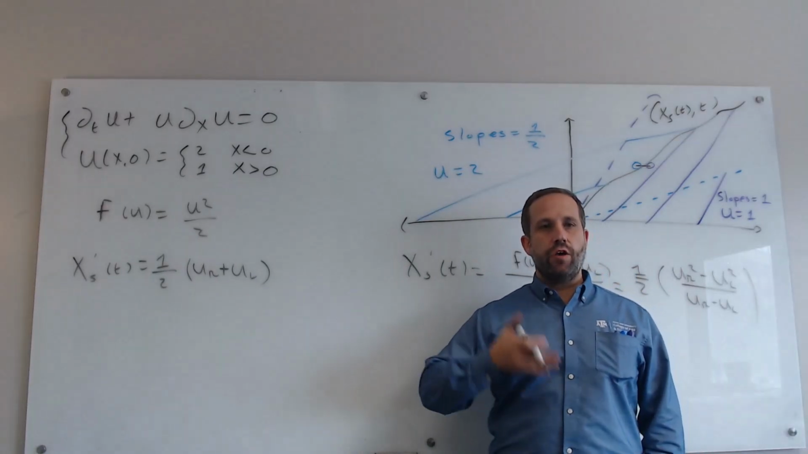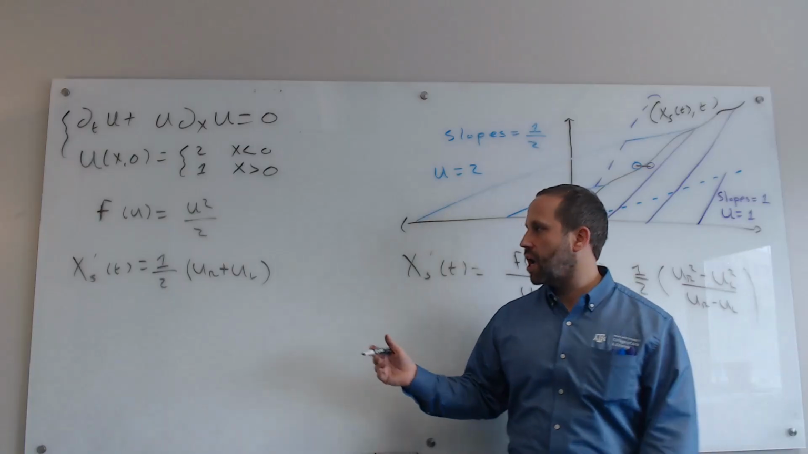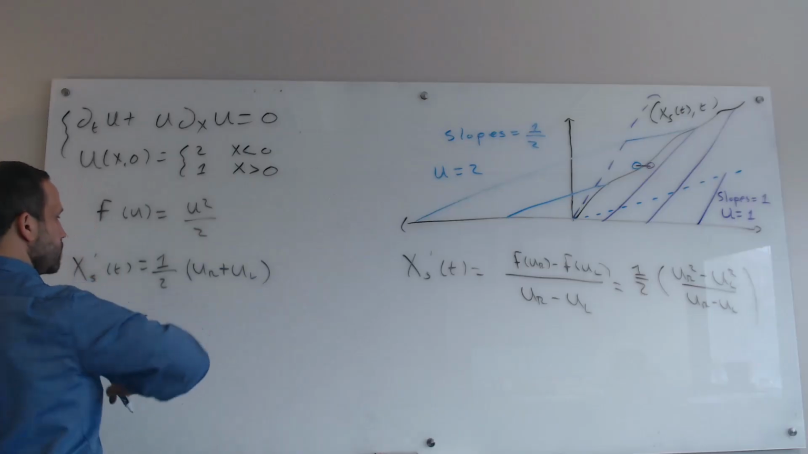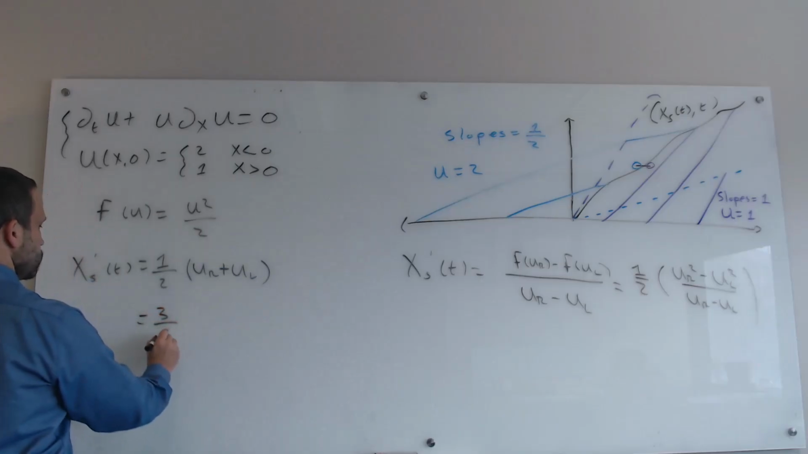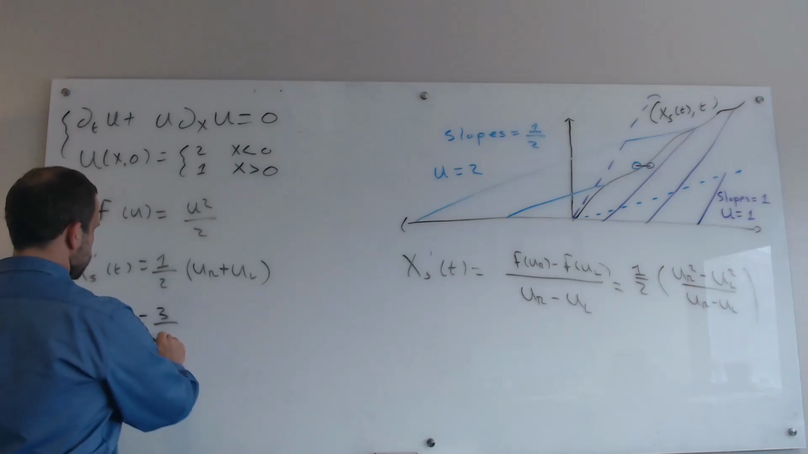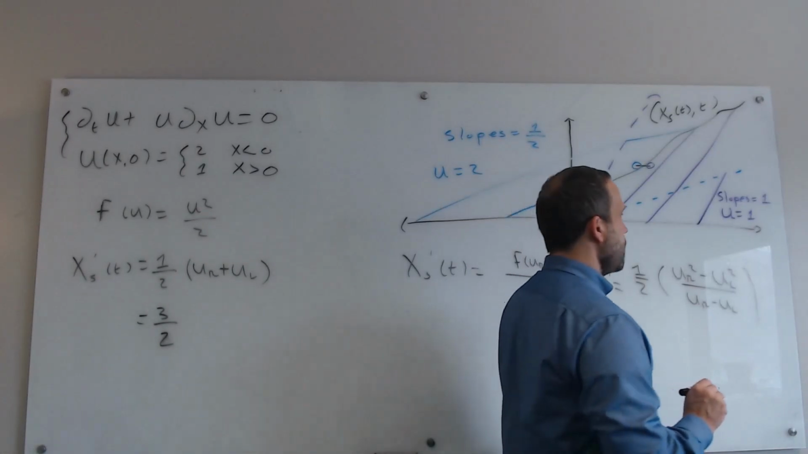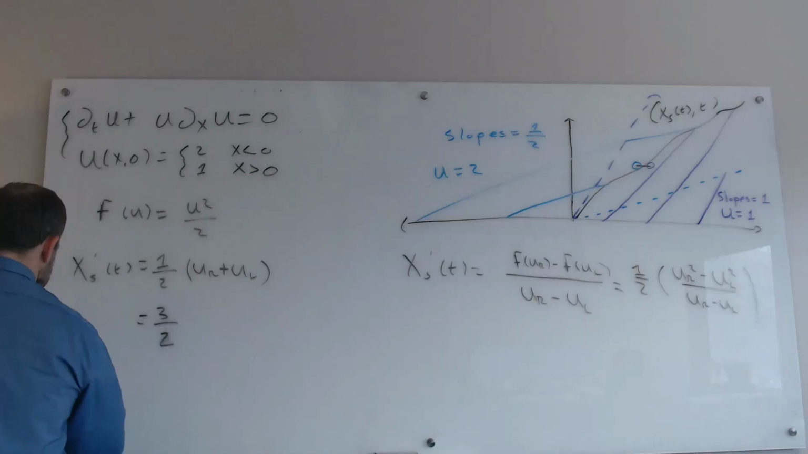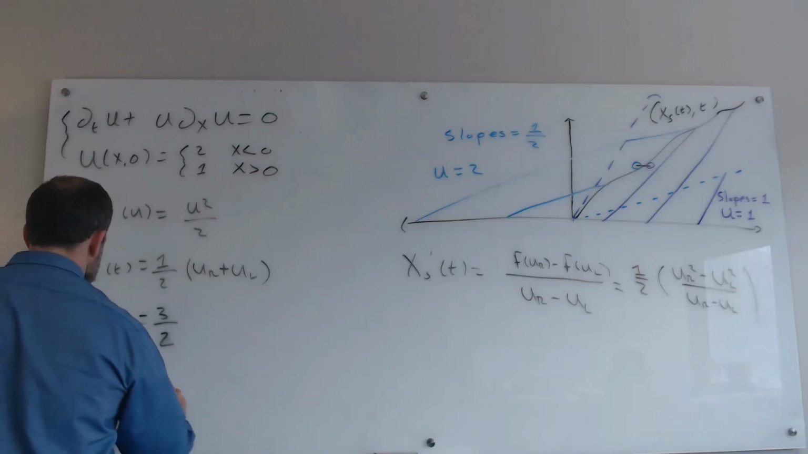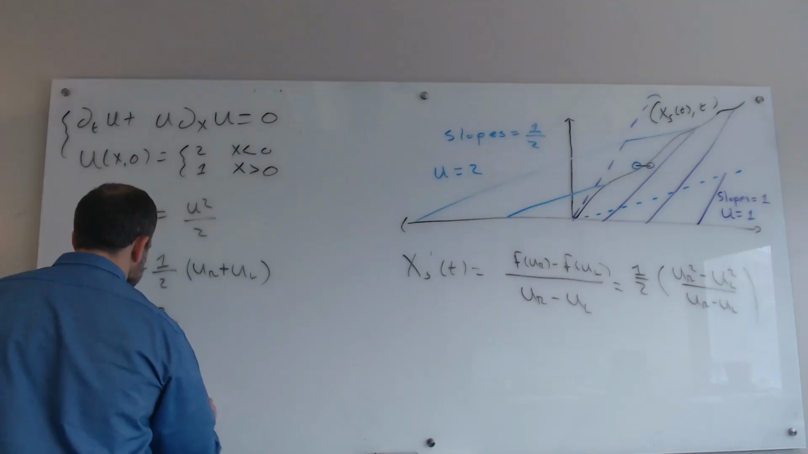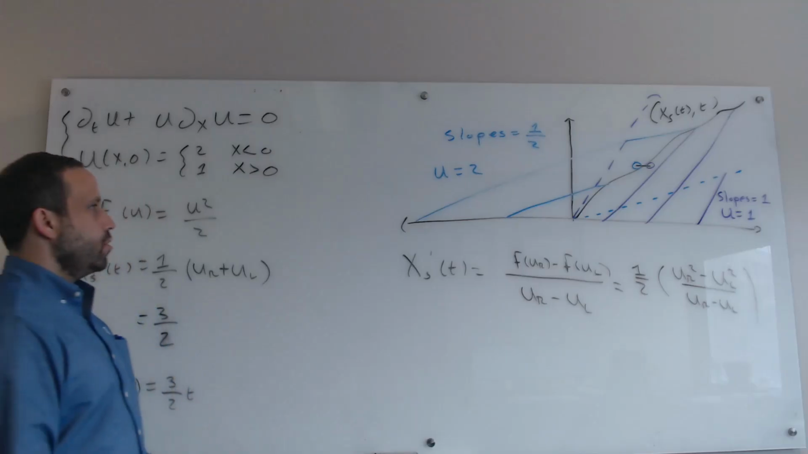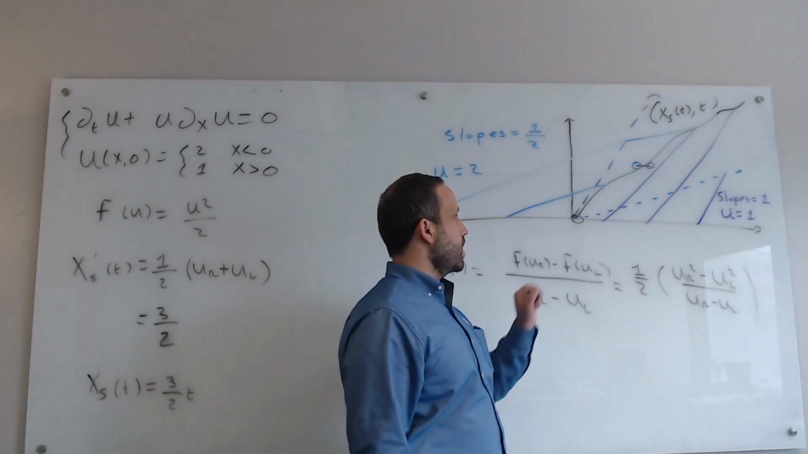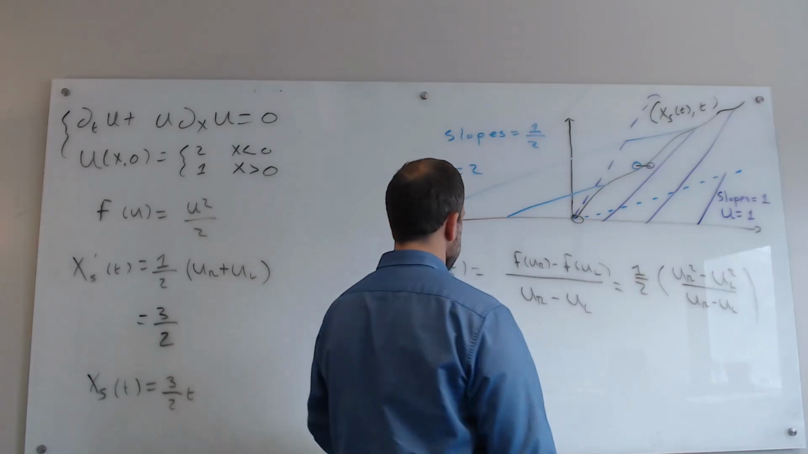It's just the average value of u to the right of the shock and u to the left of the shock. Well, for this problem, u to the right of the shock is 1, u to the left of the shock is 2, so this is 3/2. So xs prime is equal to 3/2. So this tells us that xs of t is equal to 3/2 t plus a constant. We can figure out the constant by looking at where the shock starts. We know the shock in this case starts when x and t are both equal to 0, so it's just going to be 3/2 t.